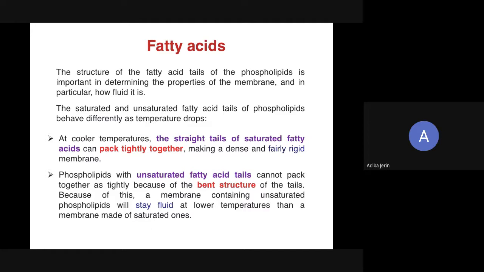Determining the properties of the membrane and determining how fluid it is. Okay. So is there any relation between fluidity and saturated and unsaturated fatty acid? Sir, it could be, yeah. Okay.